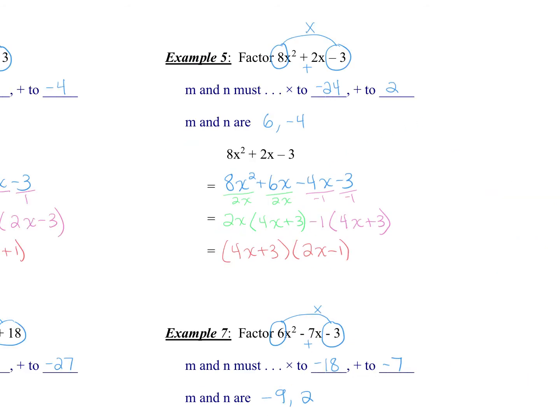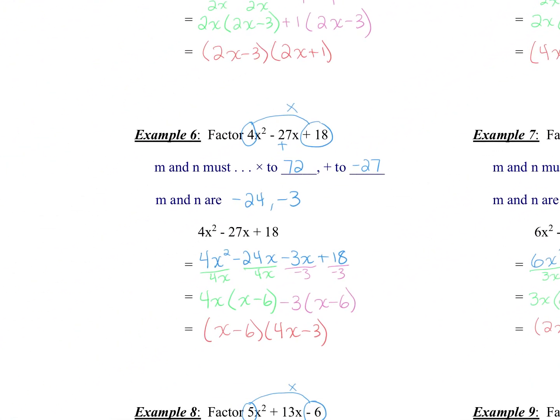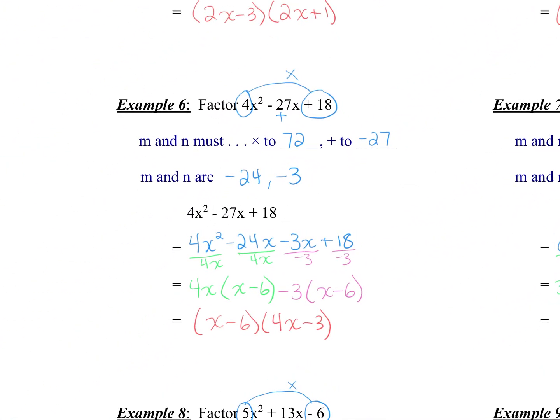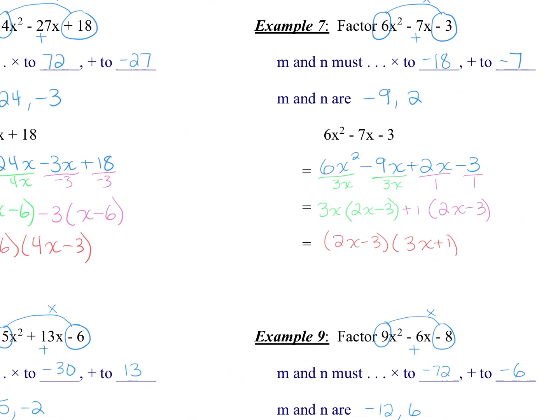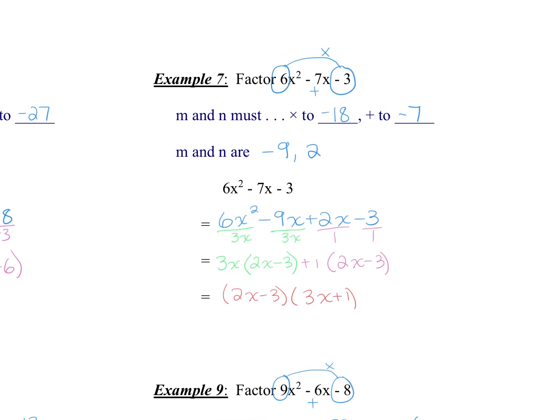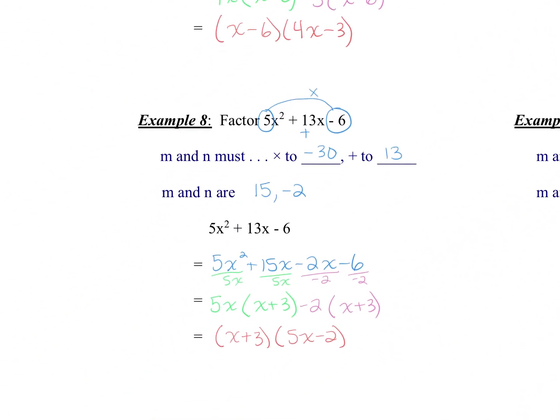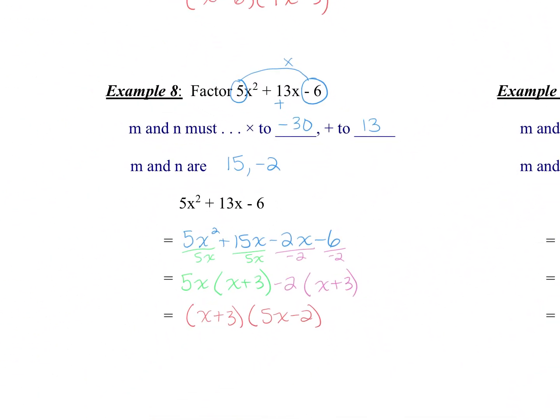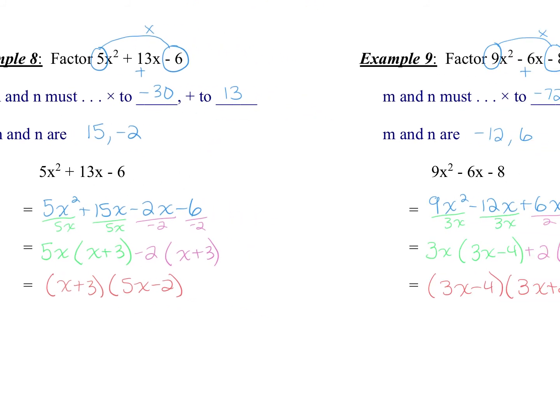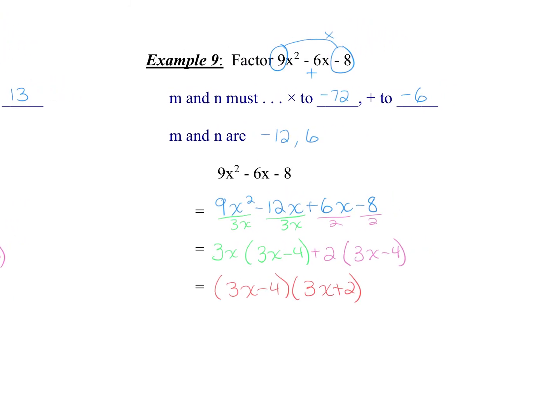The answer to question 5 is 4x plus 3 times 2x minus 1. Or again, you might have 2x minus 1 times 4x plus 3. The answer to number 6 is x minus 6 times 4x minus 3. The answer to number 7 is 2x minus 3 times 3x plus 1. The answer to number 8 is x plus 3 times 5x minus 2. And the answer to number 9 is 3x minus 4 times 3x plus 2.